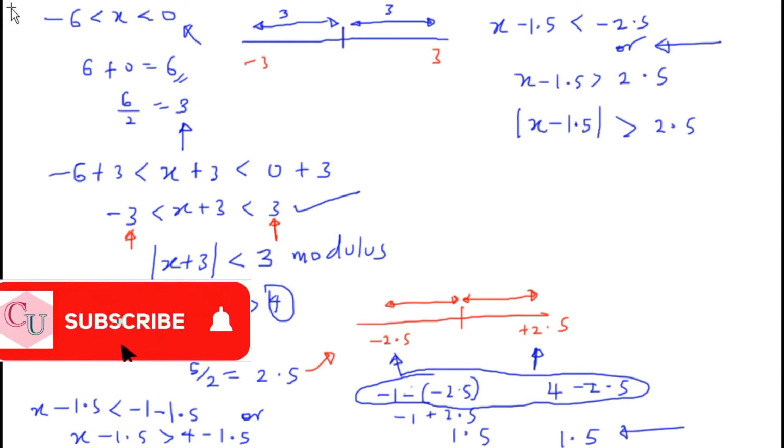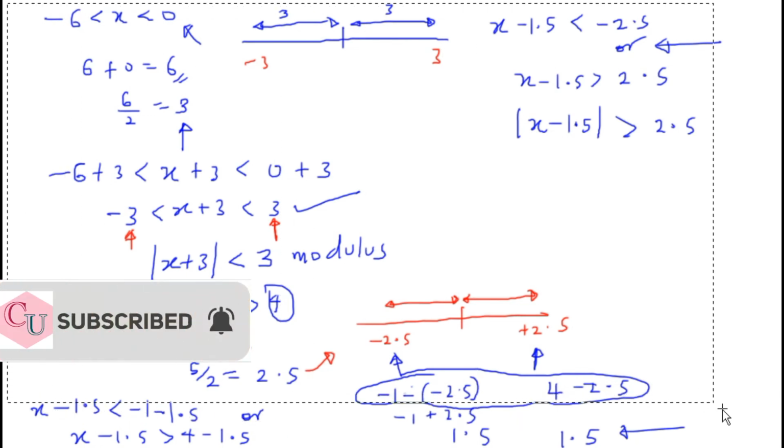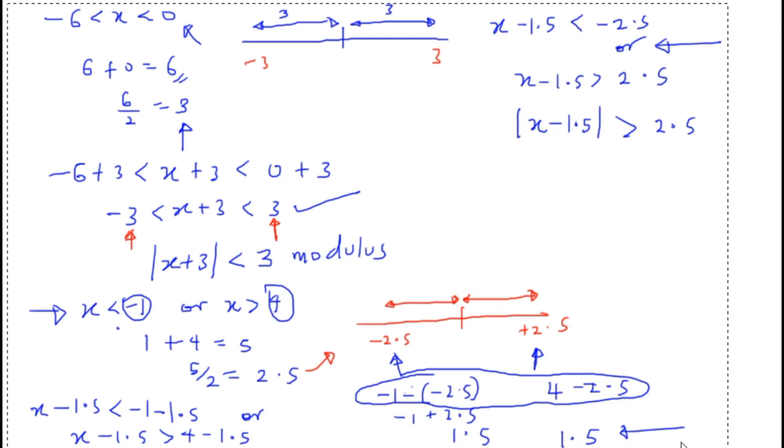Now let's say you have a square value as well. Let's say you have something of this nature: x minus 2 squared being less than or equal to 4. So if you have something of this nature, x minus 2 squared less than or equal to 4.